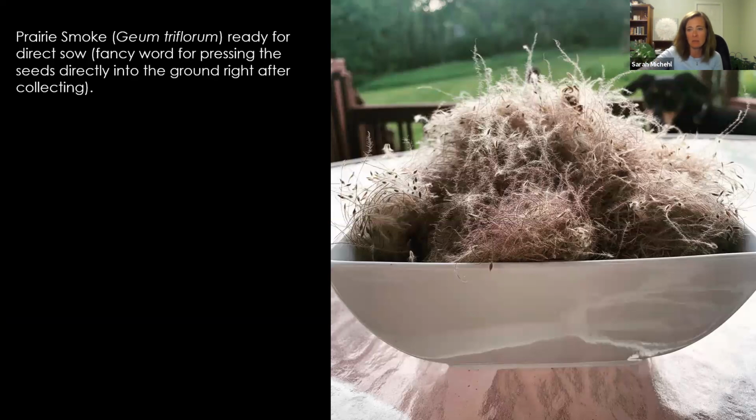Direct sow these, just put them right into the ground where you want them to grow. I don't even remove the fluff. I don't have time for that. Just press them right into the ground. Don't hold on to them for a long time. This is how you're going to get the best germination.